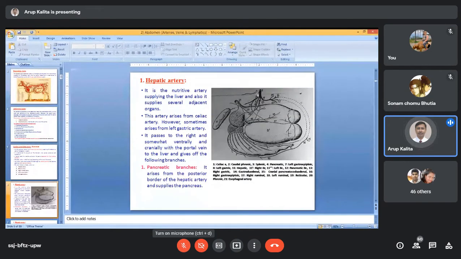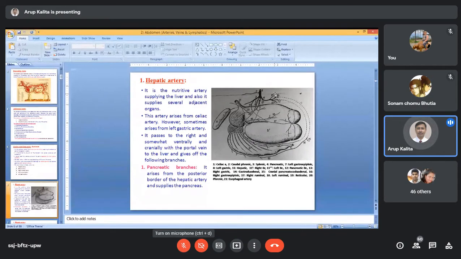And this number 2 is the caudal phrenic. Already I told you, the caudal phrenic artery will go cranially, and here the diaphragm is located. This is the cranial side. This is the caudal side of the stomach. This is the stomach. This is the cranial side, meaning the head will be on this side. So the diaphragm will be located here. So this branch will supply the diaphragm, caudal phrenic.